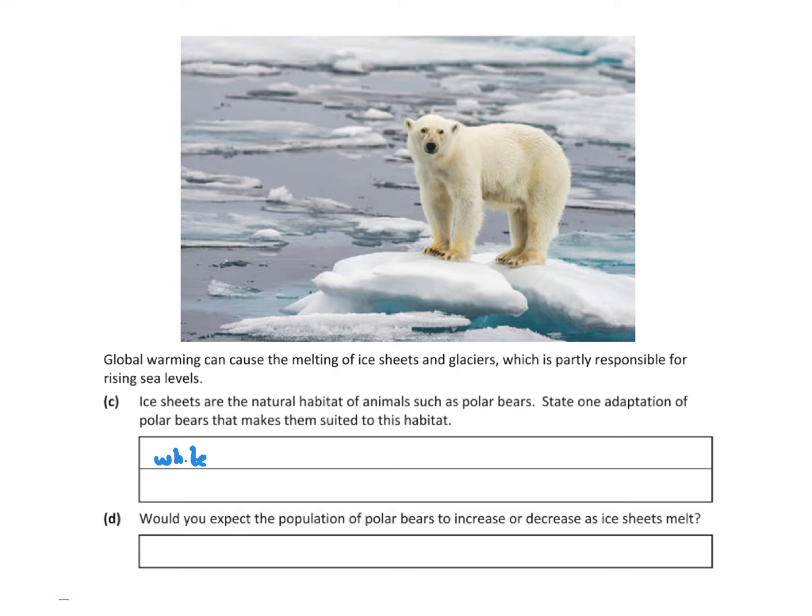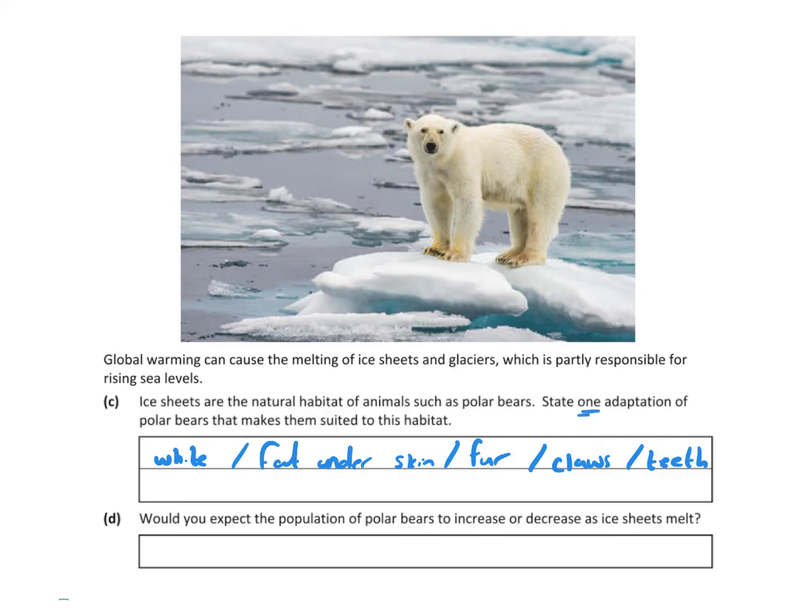for camouflage. You can say that they have fat under the skin, so they have thick layers of fat. You could say that they have thick fur to keep them warm. You could mention that they have claws so that they can hunt. They have sharp teeth. So there's loads of different possible answers there. You only had to give one. Okay, so really important we just give one there, because that's what the question asked us.